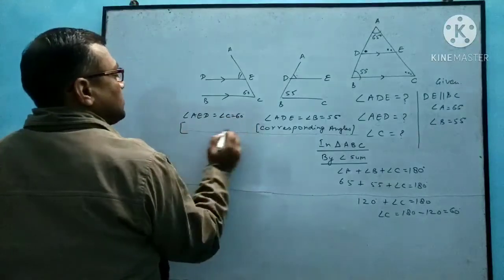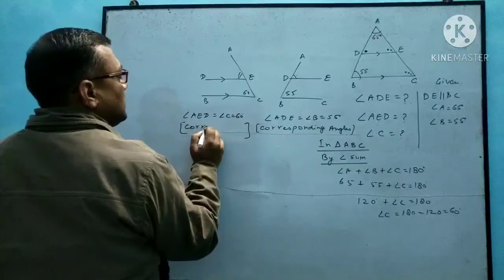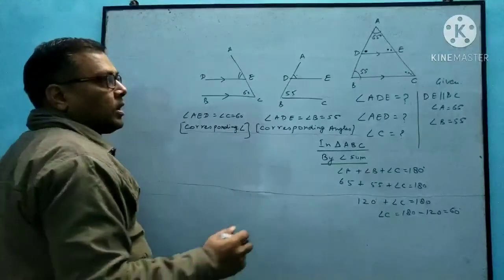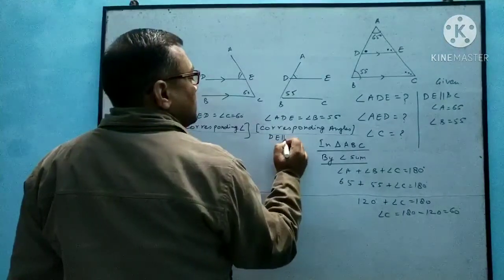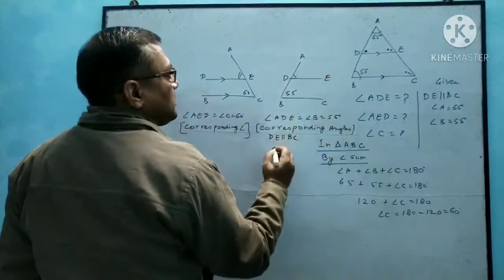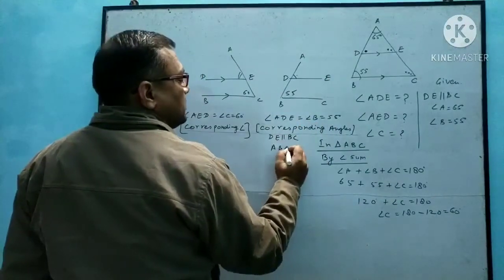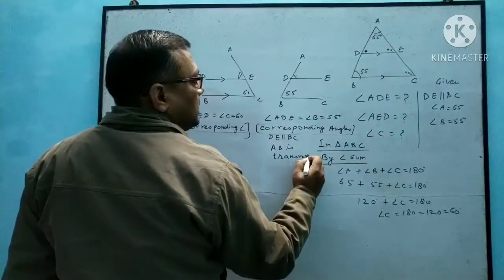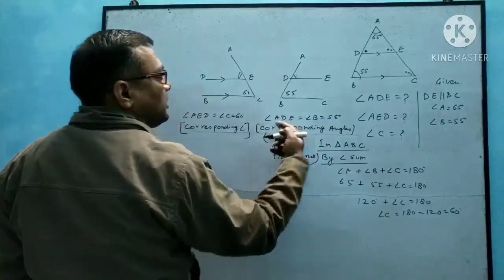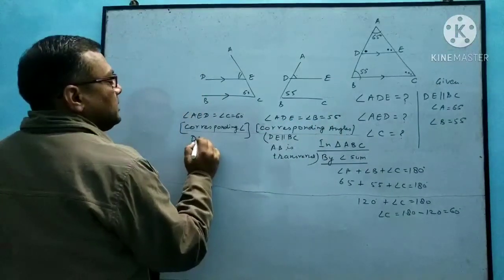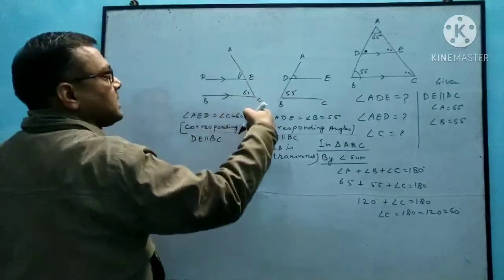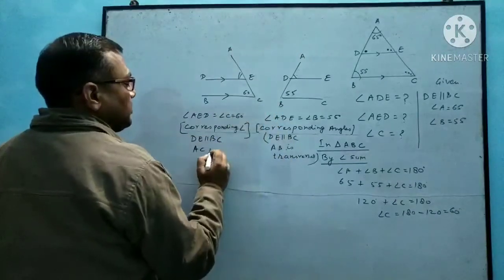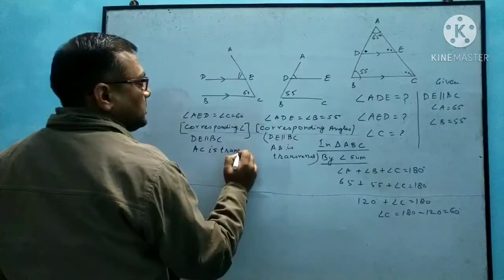Also, this is a corresponding angle. So we write corresponding angles. And you also have to write DE parallel to BC here, and AB is transversal. You shouldn't forget to write parallel lines and transversals also, along with the corresponding angles. DE parallel to BC, and AC is transversal here. Transversals are not the same everywhere. This is AB, this is AC, which is transversal.